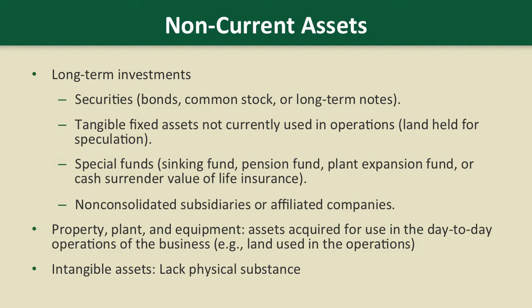Non-consolidated subsidiaries or affiliated companies really mean that you have an ownership in another company, however, your ownership is less than or equal to 50%. So those are the long-term investments.